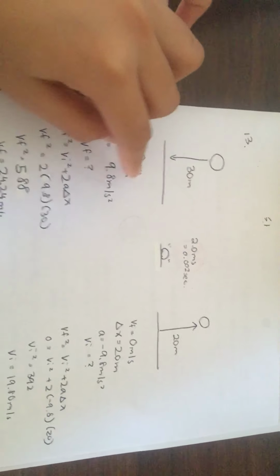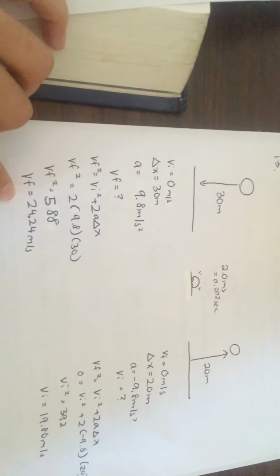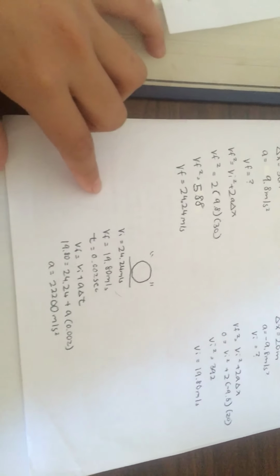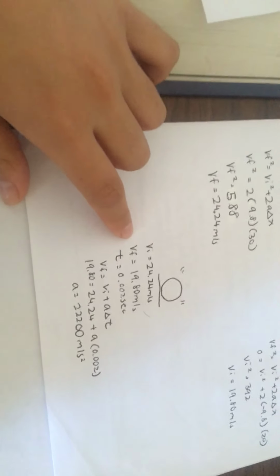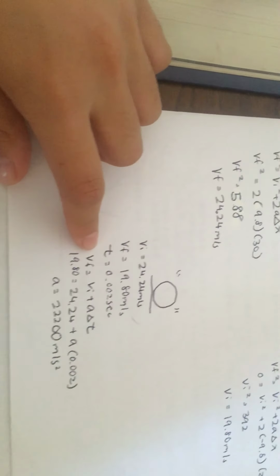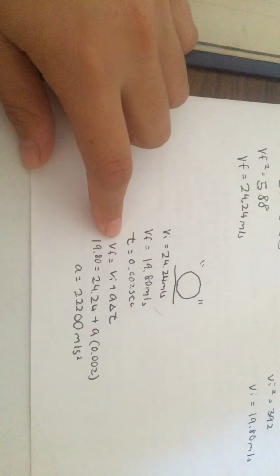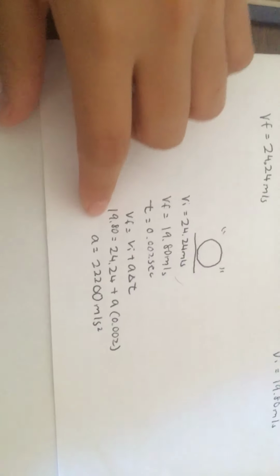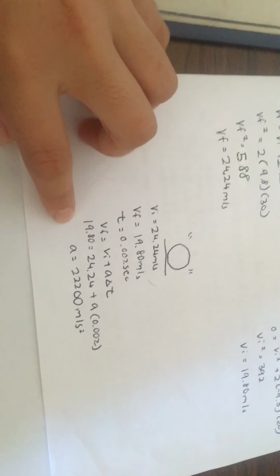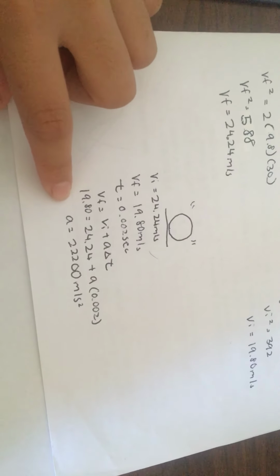So now that we know the initial velocity, which is when the ball hit the ground, and the final velocity when the ball left the ground, we can figure out the acceleration while the ball stayed in contact with the ground. By using this, velocity final equals velocity initial plus acceleration times time, to solve for the acceleration while it was on the ground. So we get that the acceleration is 22,200 meters per second squared.